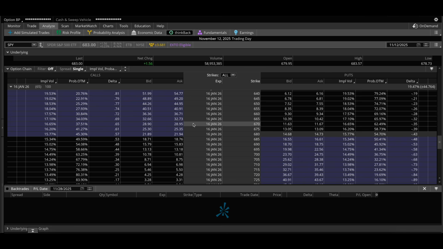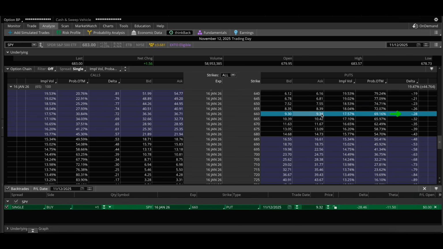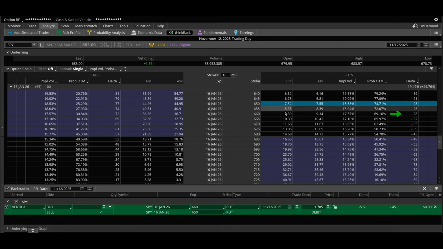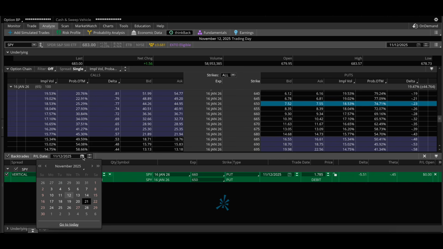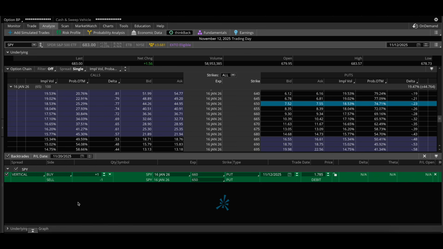And for the purposes of this example, let's assume that we wanted to purchase a long put somewhere near a 30 delta. So let's go ahead and purchase the 660 strike put option. And for the first example, let's say that we wanted to purchase a 10-point wide put debit spread. So I'm going to go ahead and sell the 650 strike put option against that. And let's see what this spread would look like on November 20th, which was kind of the bottom there of that recent bout of weakness that we saw.